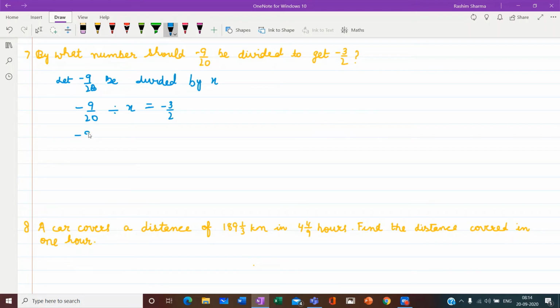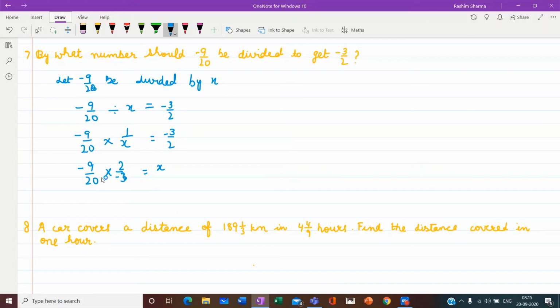Now minus 9 on 20 here as it is, division sign we know we change to multiplication, and x, its reciprocal will be 1 upon x. It is equal to minus 3 on 2. Now we will take x to the other side, and this number minus 3 on 2, when it will come to this side, we will multiply its reciprocal 2 on minus 3, and reciprocal of x will be shifted to the other side. So it will become x only.